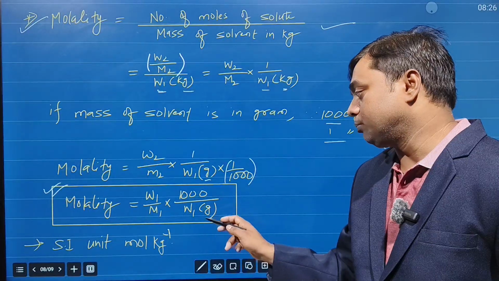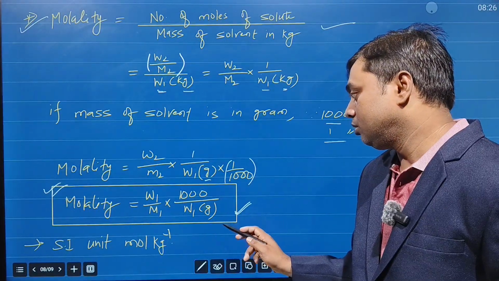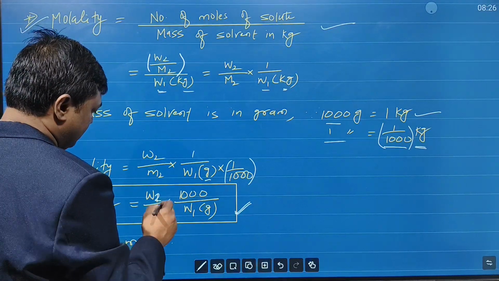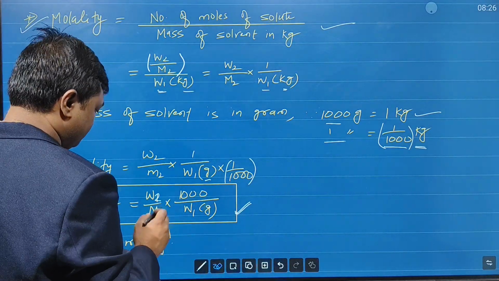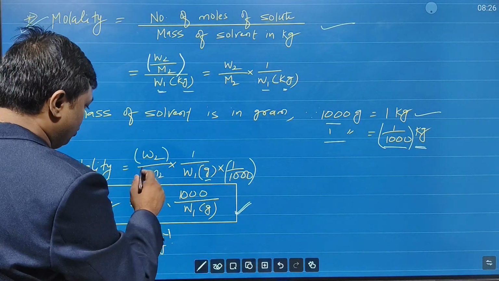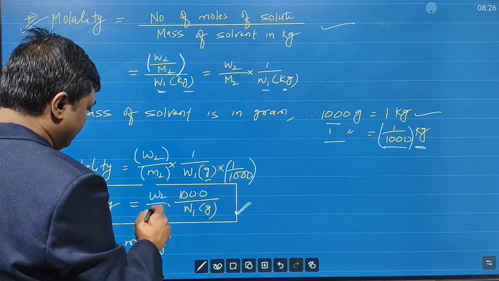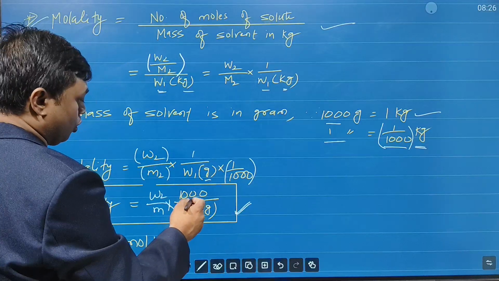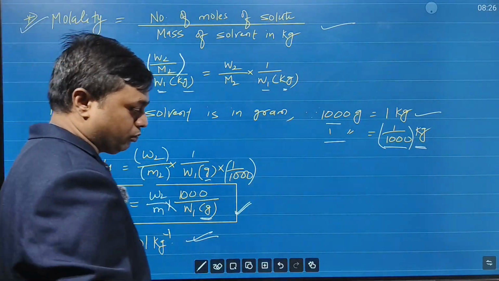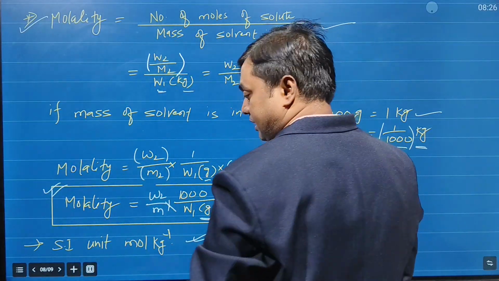Sorry, this is W2 by M2, the weight of solute by molecular weight of solute. So W2 by M2 into 1000 by W1. So what will be the SI unit? Mole per kg. The SI unit of molality is mole per kg.